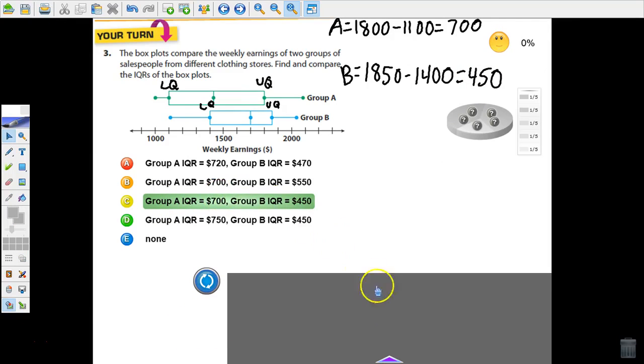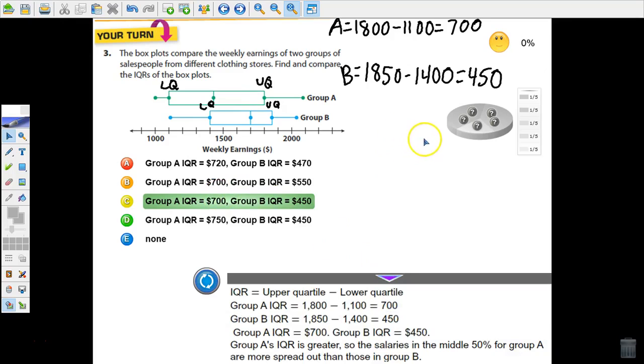We've got C. Perfect. If you got C, you nailed it. That's exactly how we work it out. A is greater, so the salaries in the middle 50% for group A are more spread out. Like I said, when it's greater, it's more spread out. If it's smaller, it's more compact. Small, compact; bigger, greater, more spread out.